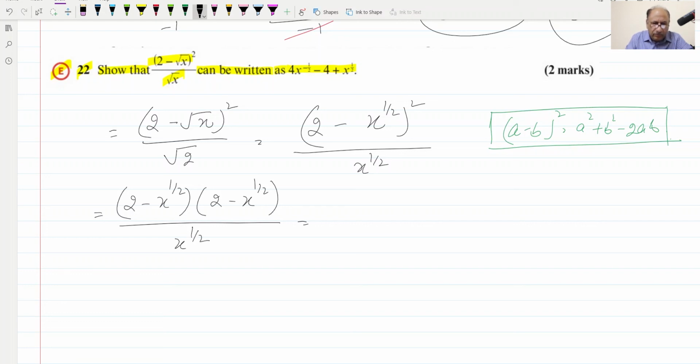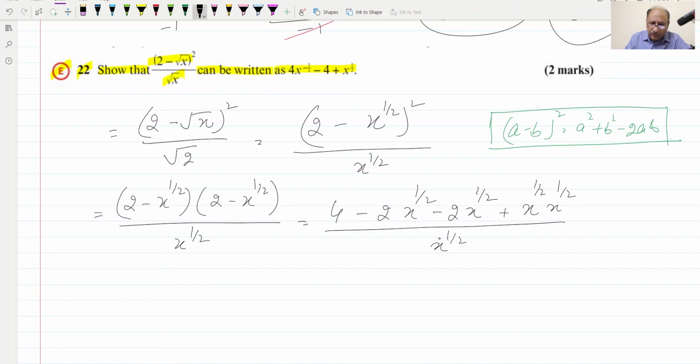So we will multiply 2 with 2, will get 4, and 2 with minus x raised to the power 1 by 2, so it will be minus 2 x raised to the power 1 by 2. Then again minus x raised to the power 1 by 2 with 2, so minus 2 x raised to the power 1 by 2. Then we can multiply minus x raised to the power 1 by 2 with minus x raised to the power 1 by 2. It will be plus x raised to the power 1 by 2 into x raised to the power 1 by 2. And this will be divided by x raised to the power 1 by 2.